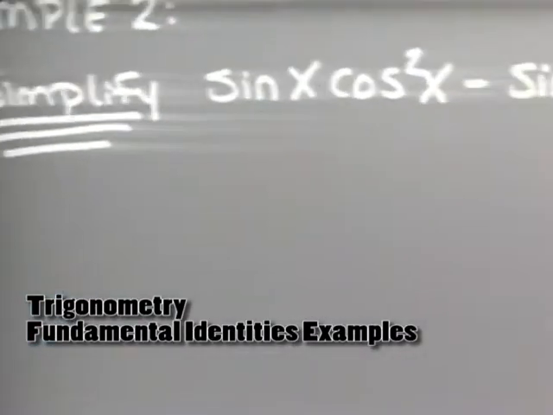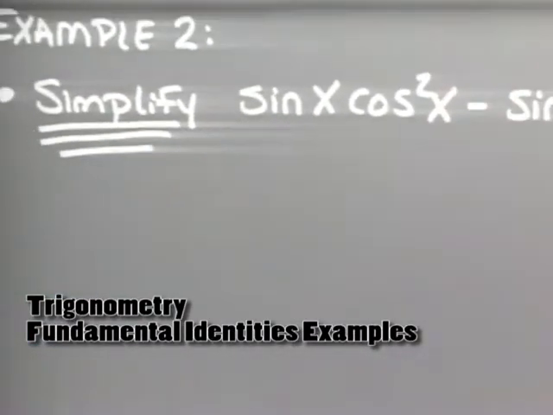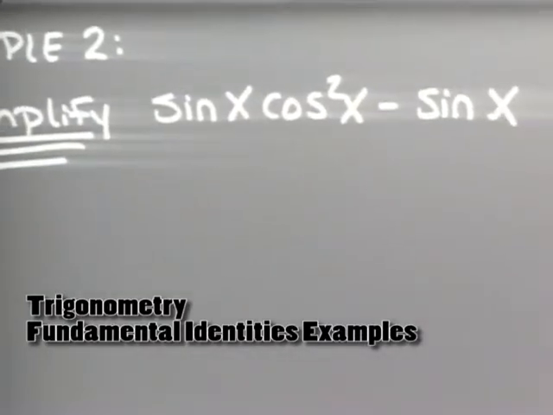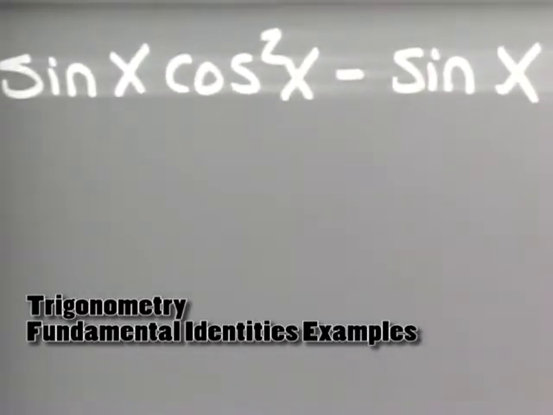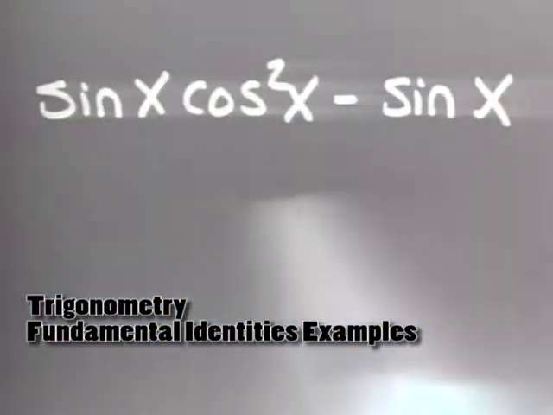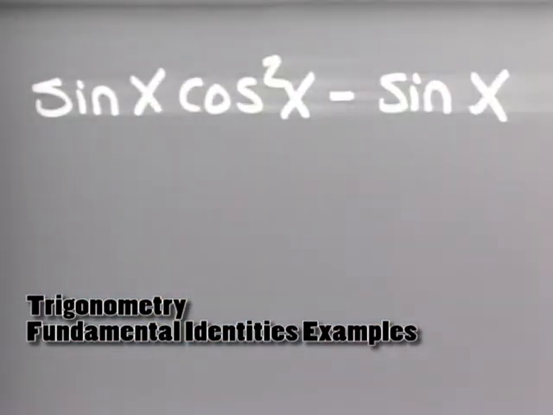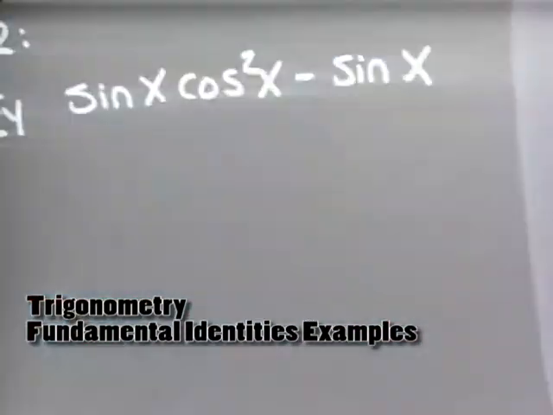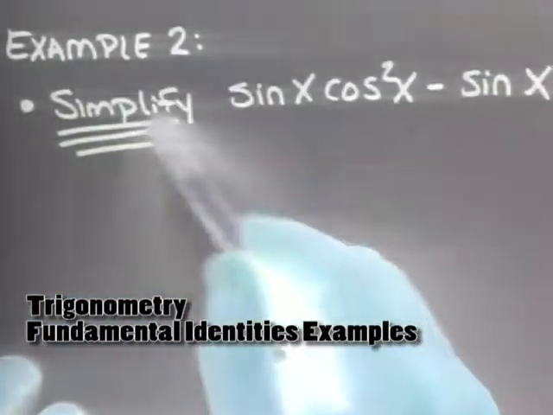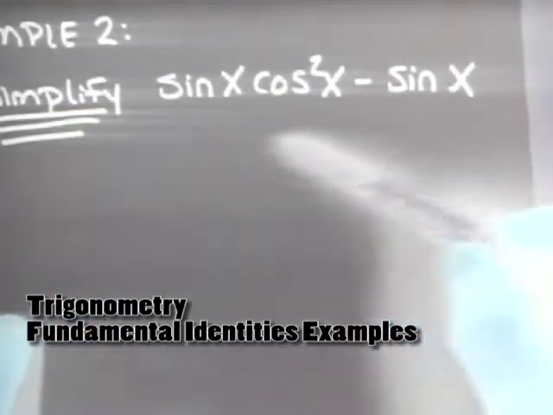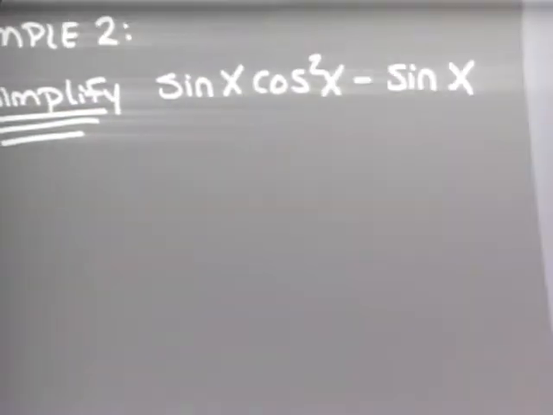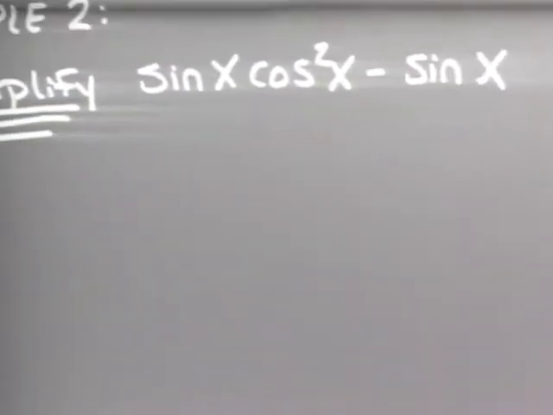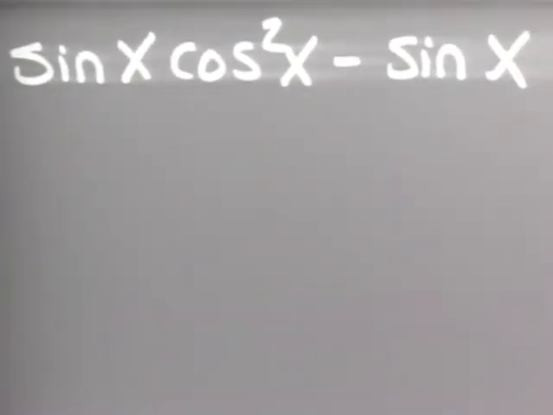Okay, this is example number 2. On example number 2, you're going to be given a trig expression. If you remember back with just basic algebra, the difference between expressions and equations is that an expression is just some math stuff that doesn't have an equal sign to it. And what we're asked to do is simplify, which I underline. Simplify means this is a little bit messy and it can be cleaned up a bit.